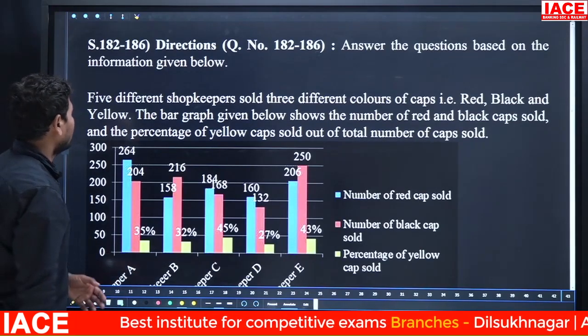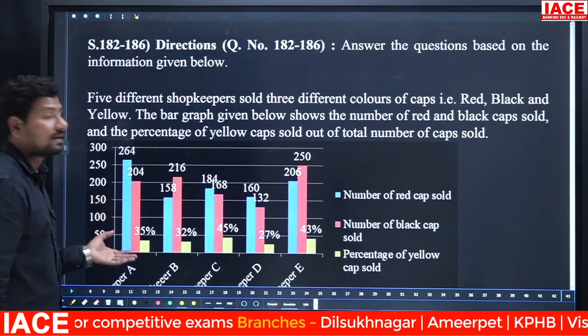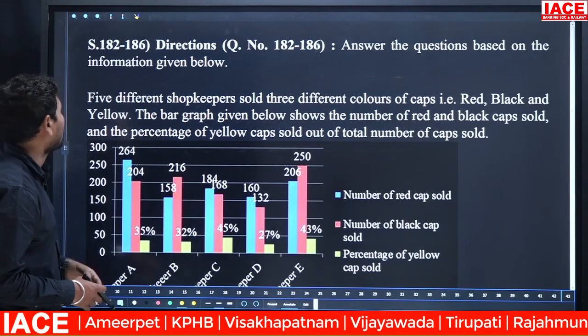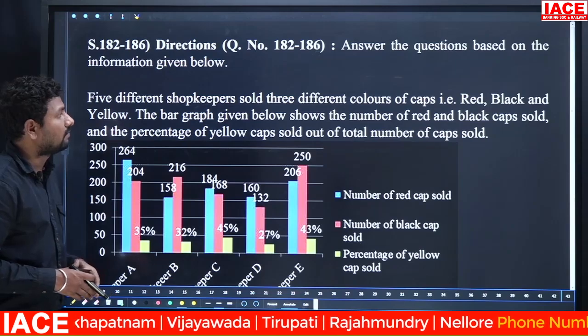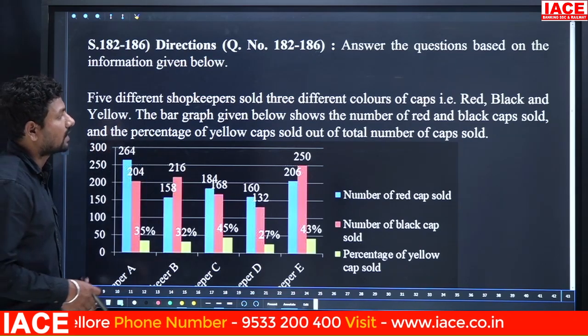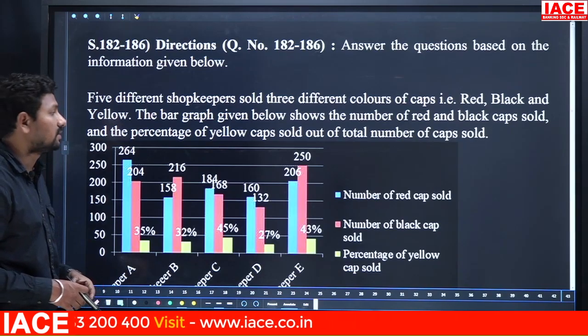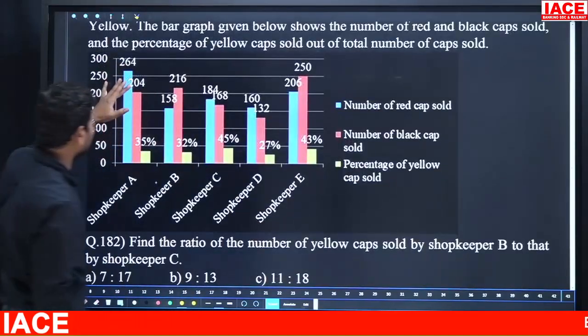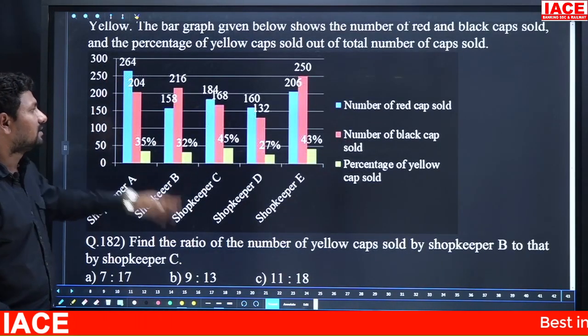Next we have a graph. The graph belongs to bar graph. 5 different shopkeepers sold 3 different colors of caps: red, black and yellow. The bar graph given below shows the number of red and black caps sold and the percentage of yellow caps sold out. Total number of caps sold is how much? Okay, total number of caps is how much? 264, 204 and 35%. How do you calculate this?